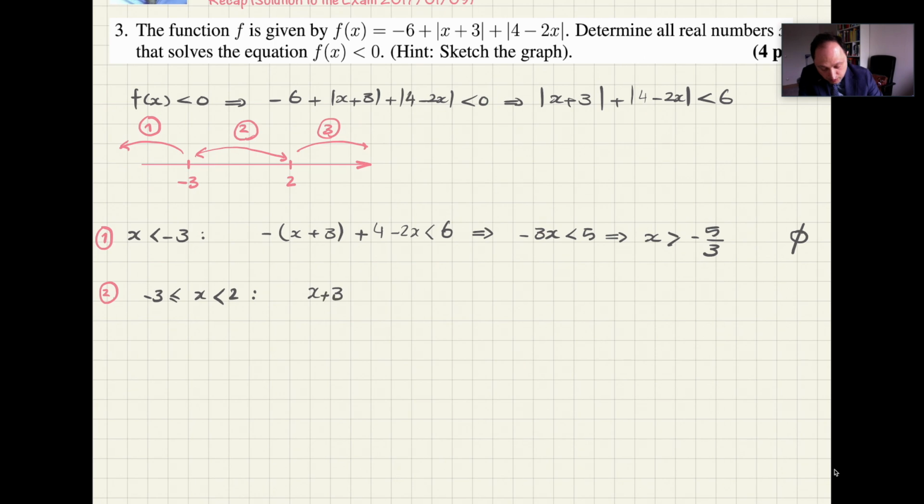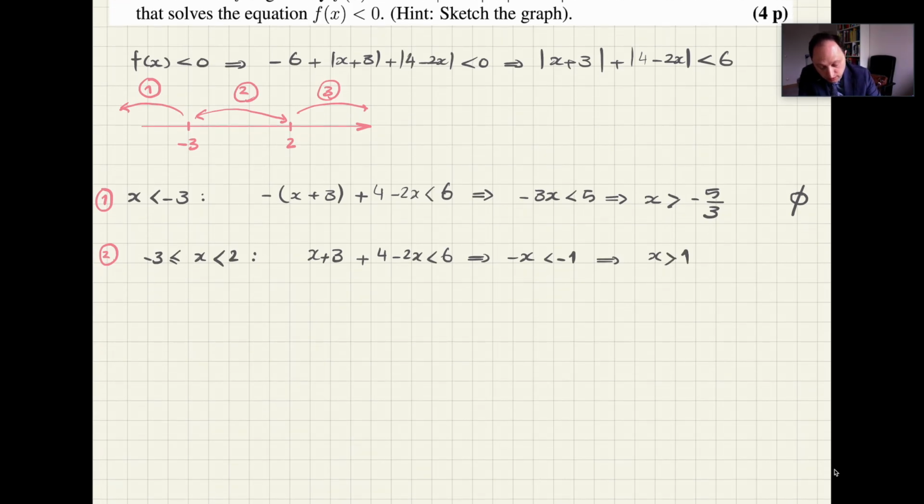But what happens for the next one? Still this is positive, yes, because x is still below 2, so it means that this is still positive. So what I can get, I can write 4 minus 2x less than 6, and if I solve that, it becomes minus x less than minus 1. I divide by minus 1, so it becomes x greater than 1. But now here I need to find the common part between these two.